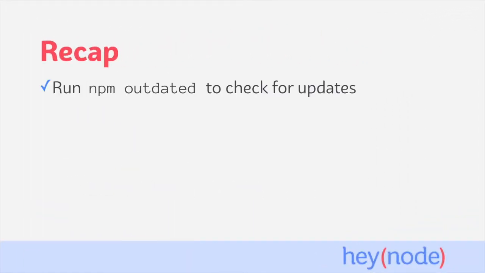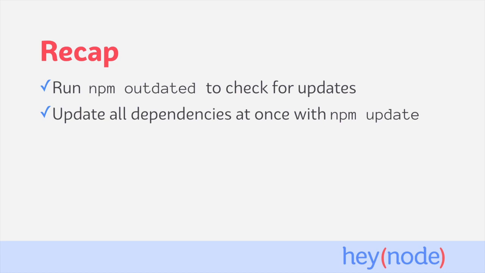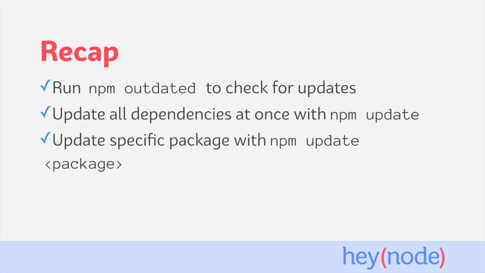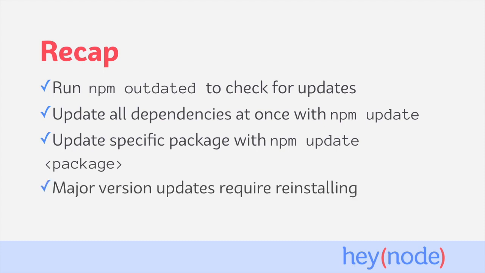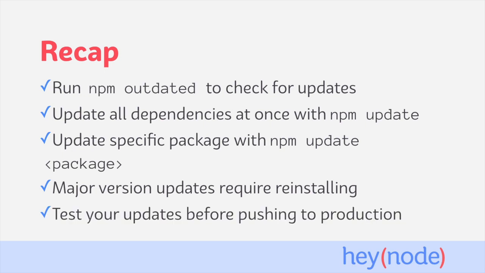In this tutorial, you learned how to check for updates by running the npm outdated command, how to update all dependencies at once using npm update, how to update a specific package using npm update package, that major version updates can't be done with npm update and require reinstalling, and lastly, that you should test your updates before pushing to production because there is no guarantee that some bugs didn't slip in with the update.